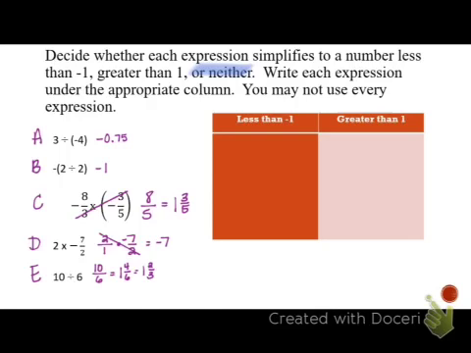Now that you're looking at their simplified forms, you could sort them. -0.75 is greater than -1, but it is not greater than 1. So this is neither. -1 is not less than -1, it is -1. So this is neither. 1 3/5 is greater than 1. -7 is less than -1. And 1 2/3 is greater than 1.